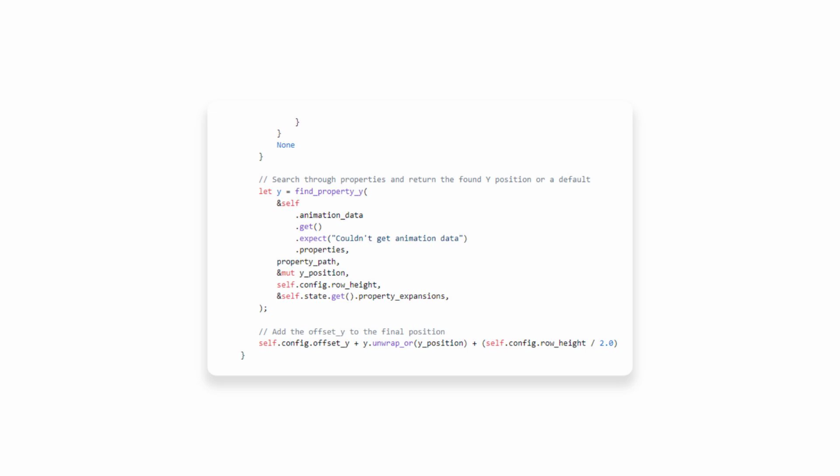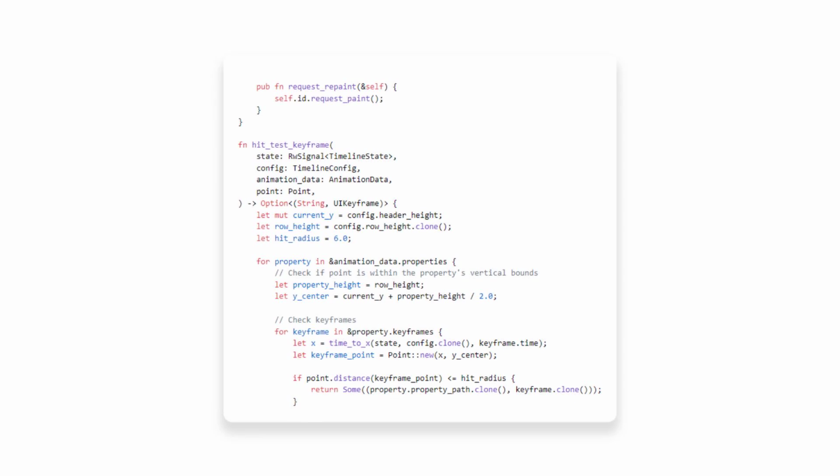3. Final position calculation. It adds an offset Y from the configuration and adjusts the resulting position vertically with half the row height, ensuring proper alignment for rendering the property. Overall, this snippet finds the Y position for a specific property within a given configuration and handles cases where the property may not be found.